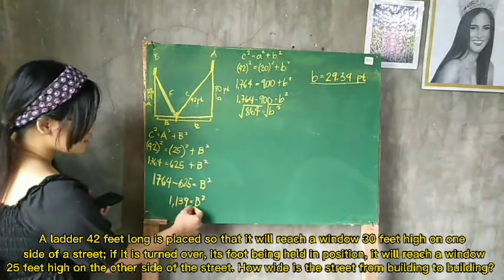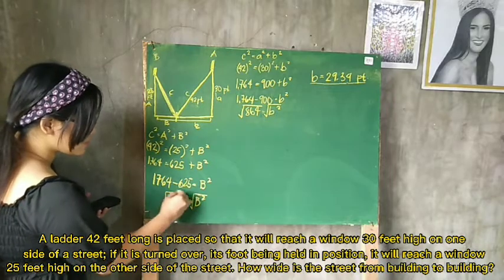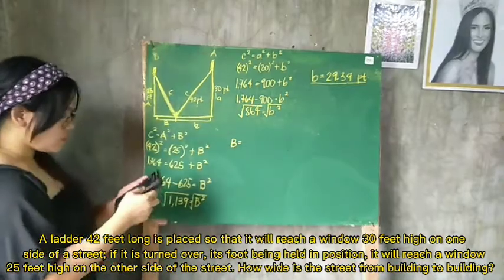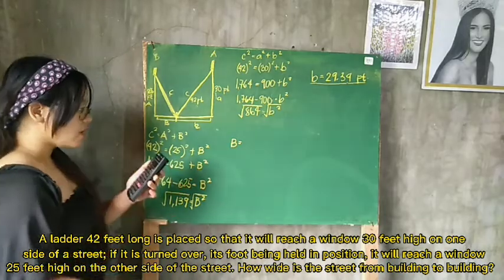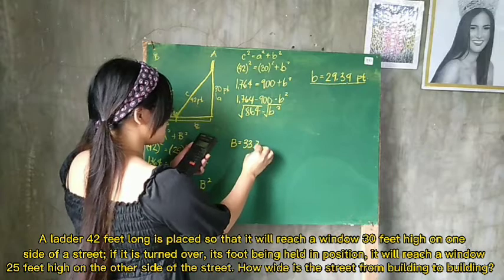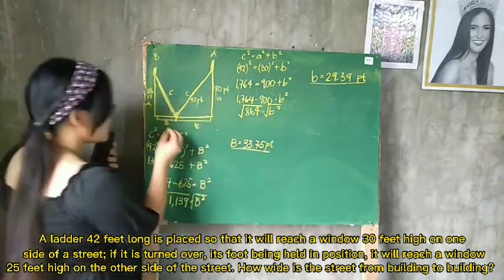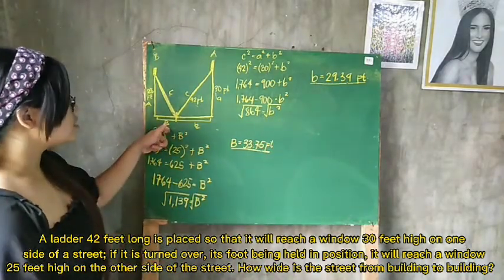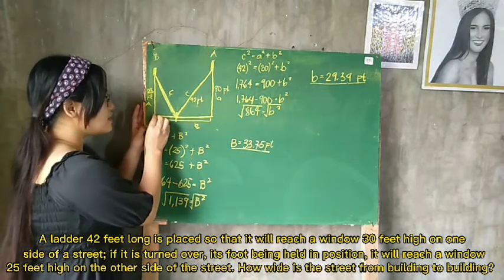Then let's get the square root of b squared and 1,139. So we have b is equal to the square root of 1,139. We have 33.75 feet. So this is the distance between the foot of the ladder and the building B.